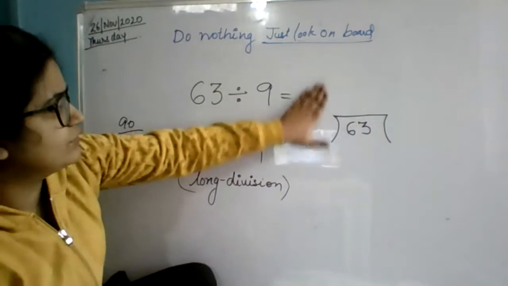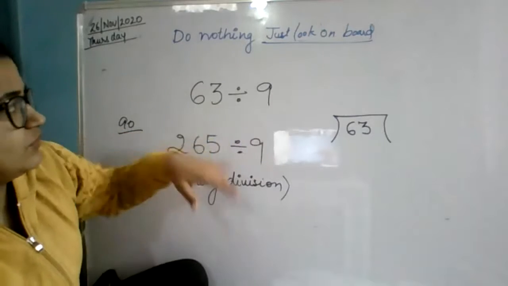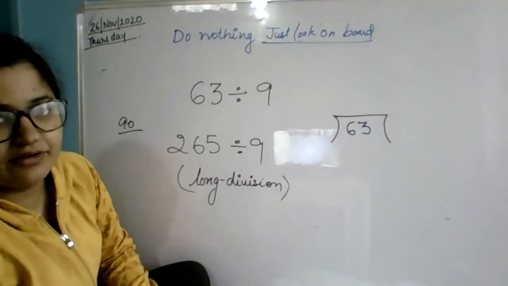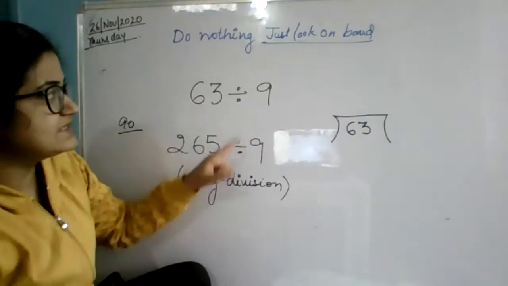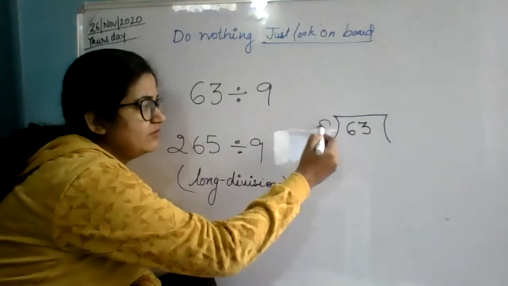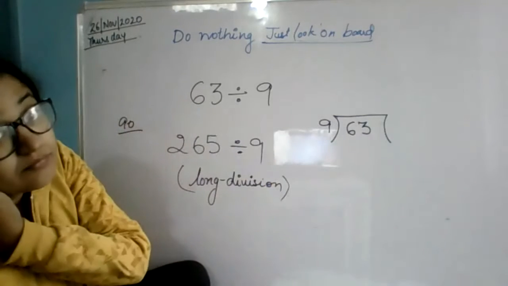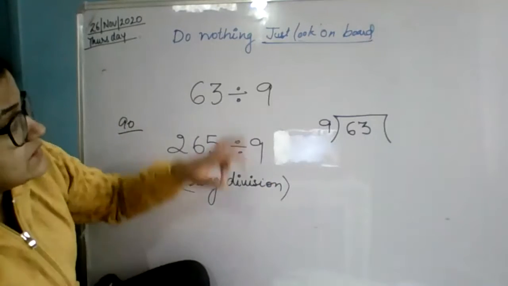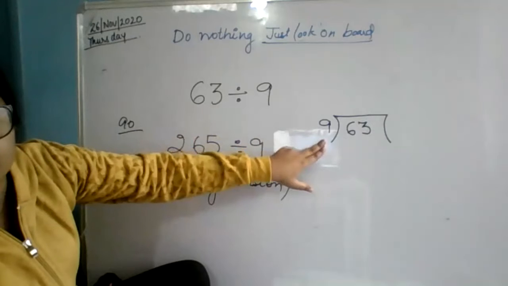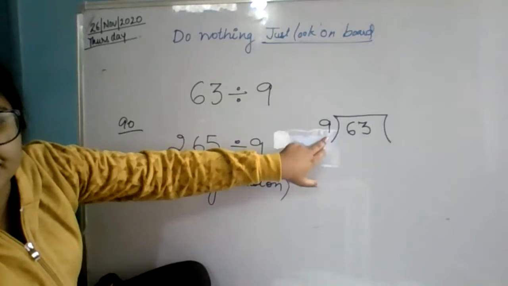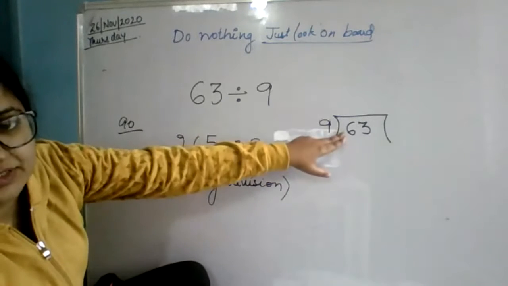We don't know what the answer is, we only know 63 divided by 9. This 9 is the divisor, and the divisor will always come outside. This number is going to come outside this sign, and this one should be inside.